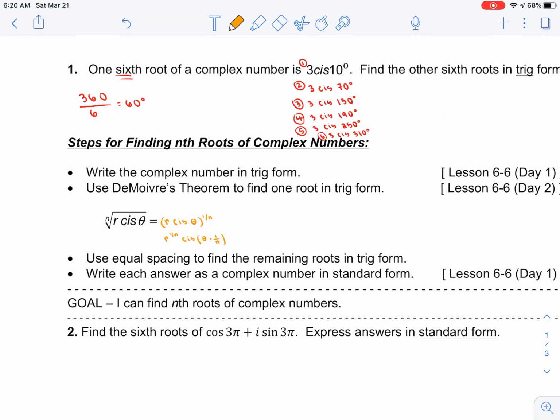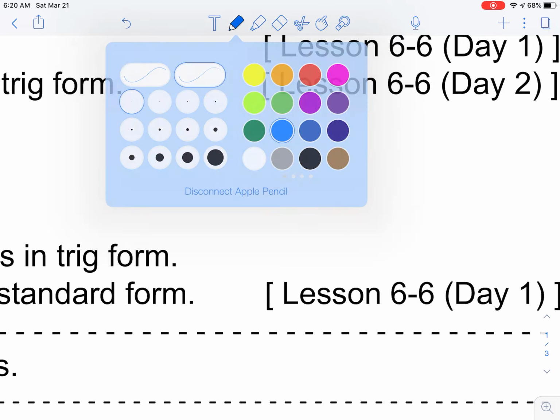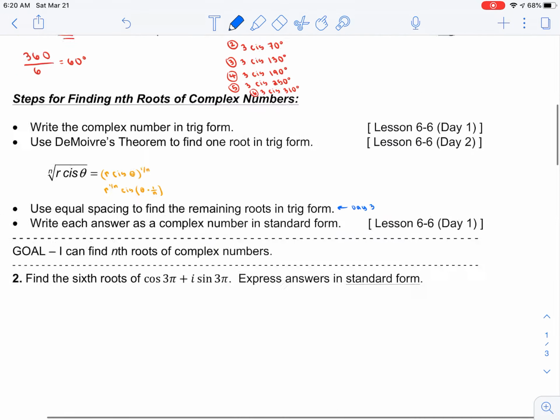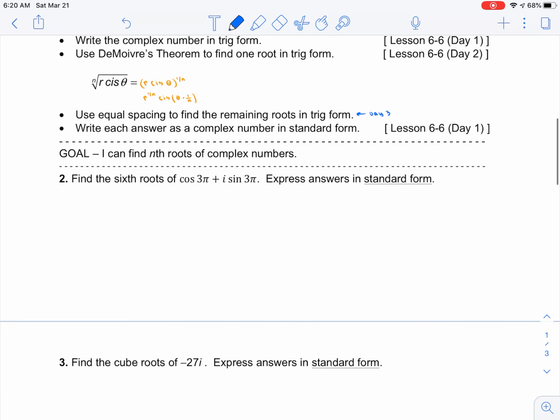day 3. I thought that's where that lesson 6.6 day 1, not to justify why I said what I said earlier, but this part right here is the day 3, that equal spacing. And then going back to the day 1 notes, we are going to write our final answer in standard form. So you're going to see very involved.